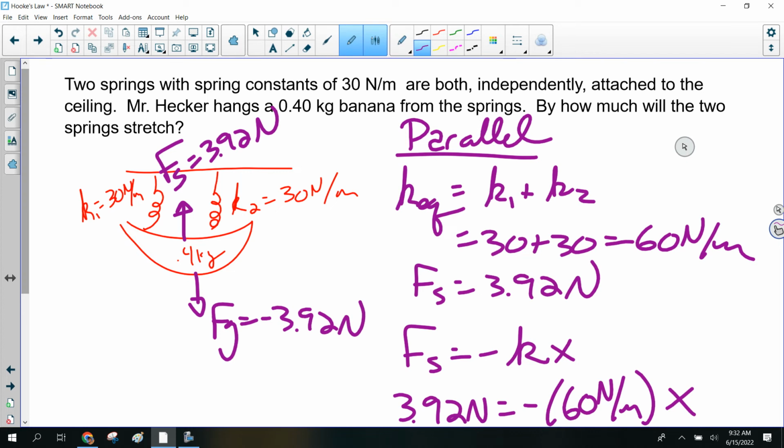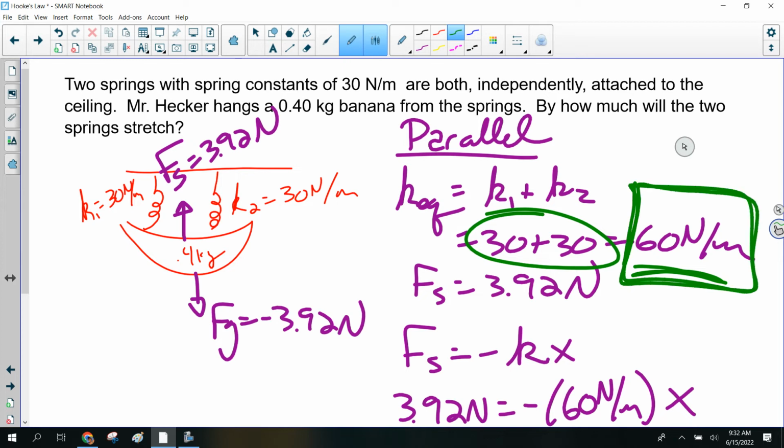Notice, I should point out here that this wouldn't have been any harder if these two spring constants had been different, would it? If it had been 30 and 20, then this would have just been 50, right? Also worth noting is that this 60, this equivalent spring constant, is bigger than either of the two individual ones. So there we go.